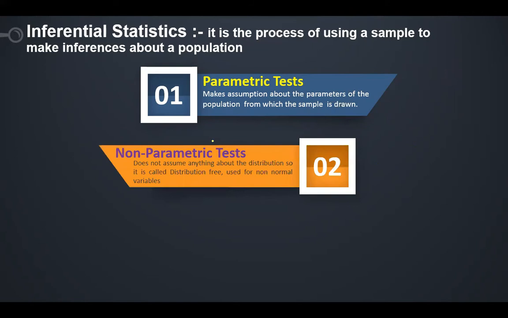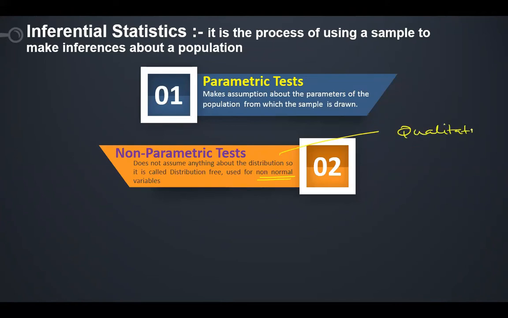Now, what is the non-parametric test? It does not assume anything about the distribution, so it is called a distribution-free test. It is used for non-normal variables. What are non-normal variables? Here we can have a qualitative variable.